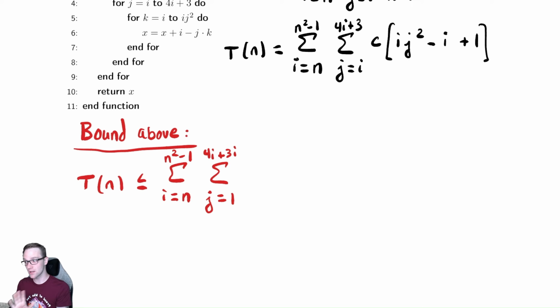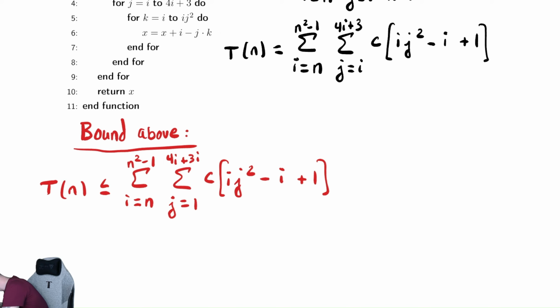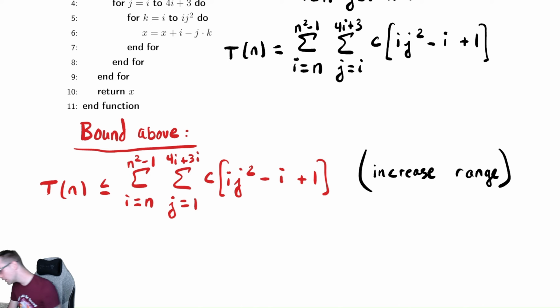And then the inside of the sum we're going to leave entirely untouched for now. So we have c times i j squared minus i plus 1. To denote what we did there, we might move this over a little bit. What we have done, which we will annotate for you, is we've increased the range of the sum. Increase range. What I mean by that is we've added up more values. So that's the first thing we're going to do.